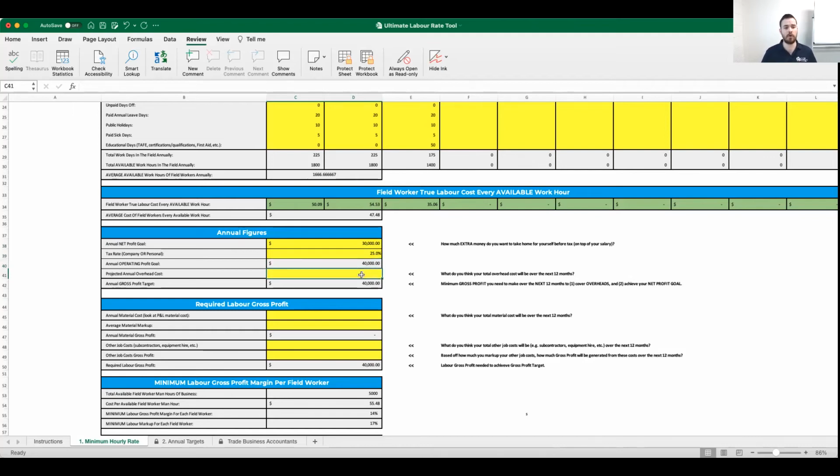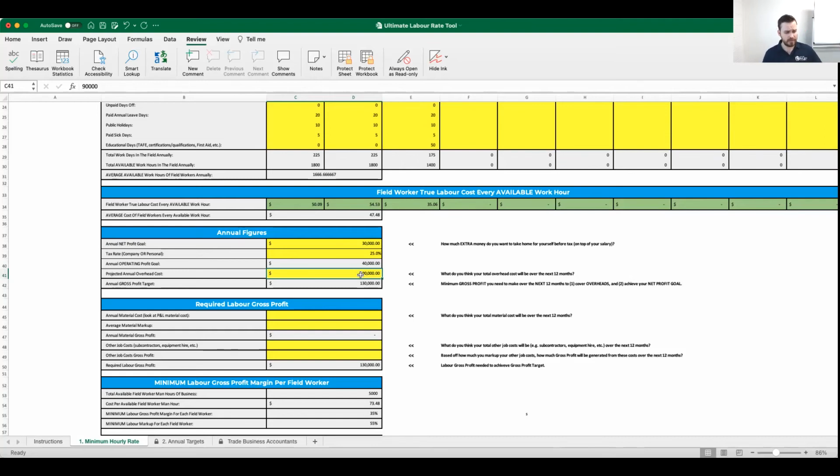Now, the next thing we want to assume is what our projected annual overhead costs are. So these are the overhead costs that we believe are going to exist over the next 12-month period. In this case, I'm going to assume a $90,000 overhead cost. The definition of overhead cost, I guess the simplest way to look at it, is a cost that isn't directly attributed to delivering the work.